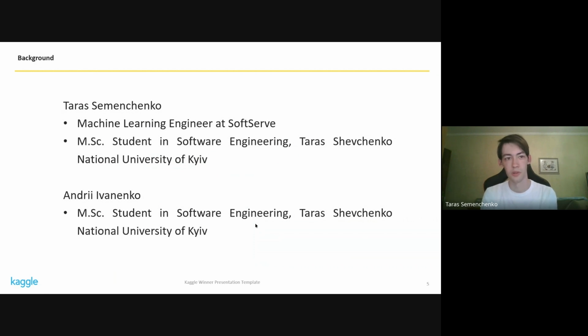Our team consists of two members. I am Taras Semenchenko. I'm a machine learning engineer at a software company, and also a master's degree student in software engineering at Taras Shevchenko National University of Kyiv. The second member is Andrei Ivanenko. He's also a master's degree student in software engineering at Shevchenko National University. We are both from the same university. We are friends, and it was one of the reasons why we decided to team up.